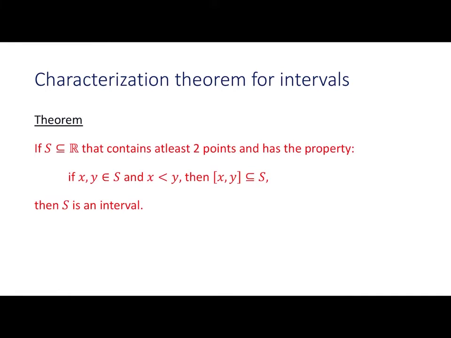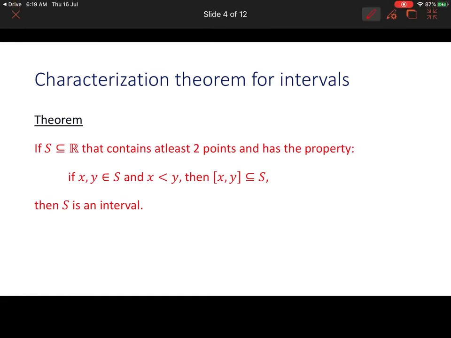Suppose S is a subset of R such that it contains at least 2 points and has the property: if x and y are in S and x less than y, then the closed interval [x, y] is a subset of S. If S has this property, then we say that S is an interval. So every interval has the underlined property and only intervals have this property. Every interval has this property is understood.